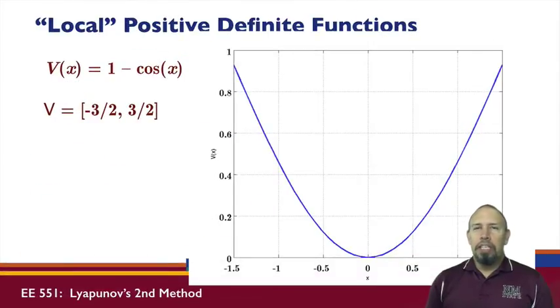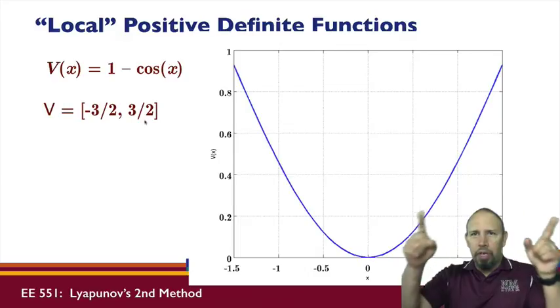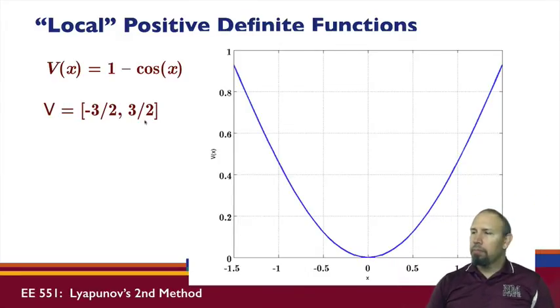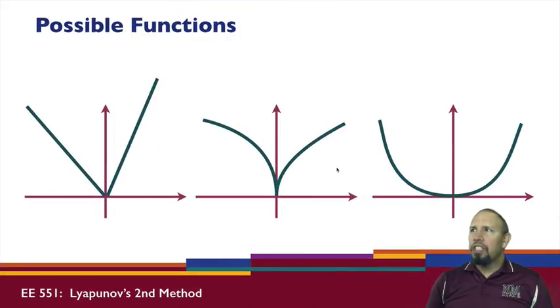Now, we can also talk about something called a locally positive definite function. For example, v of x is 1 minus cosine of x, and it has this plot. Between minus 3/2 and 3/2, I get this nice function, and it acts just like a positive definite function, but only in this restricted domain. We remember the function itself eventually repeats. It's periodic, right?